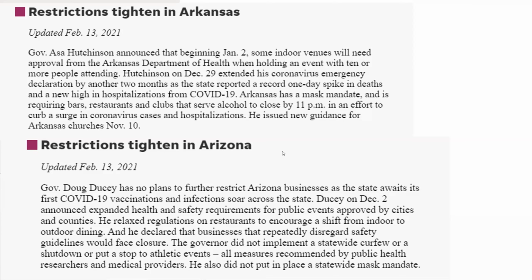And he also issued guidance to Arkansas churches. And in Arizona, you see that the governor expanded health and safety requirements for public events, but he also relaxed regulations on restaurants. But he also declared that businesses that disregard safety guidelines would face closure. And he also decided not to implement a statewide curfew. So as these two examples show, you can tell that Arkansas probably had more severe or tighter restrictions than Arizona, but the question is how much.